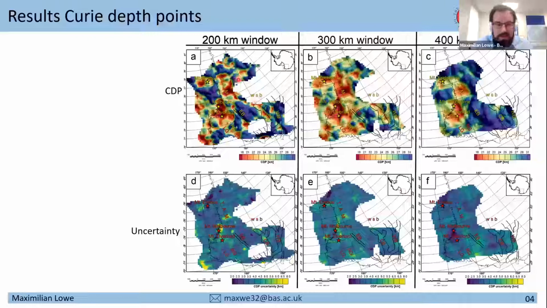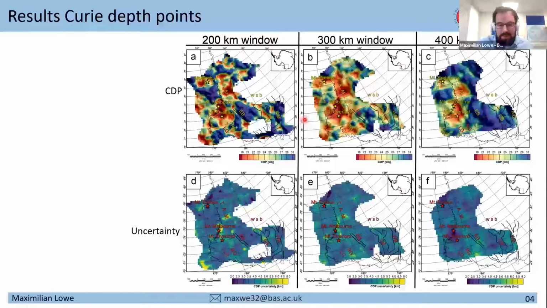The other thing that we can already see is that the window size used already influences the depth of the Curie temperature. With increasing window sizes from 200 to 400 kilometers, the Curie depth increases, but the overall pattern stays the same, basically.